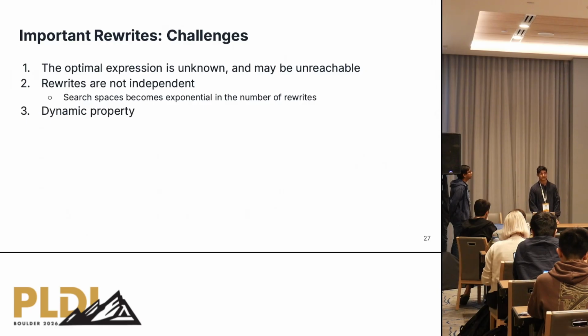And finally, the set of important rewrites is a dynamic property of an eGraph, which means that if we can somehow find what this set of important rewrites is for one eGraph, then later on when we have another eGraph, we're going to have to do this search again to find the set of important rewrites for that eGraph.